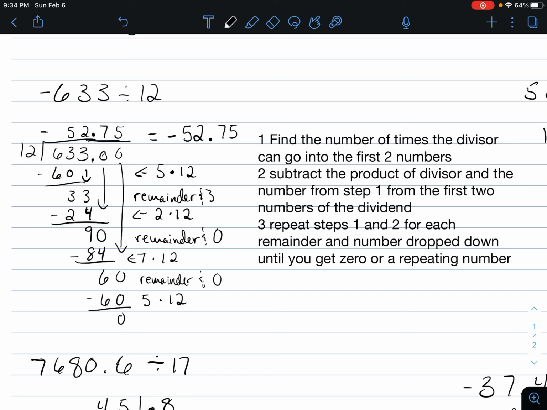Notice we've added the decimal, and the answer is negative 52.75. So this one we had to add a couple extra zeros to get to that termination of 0.